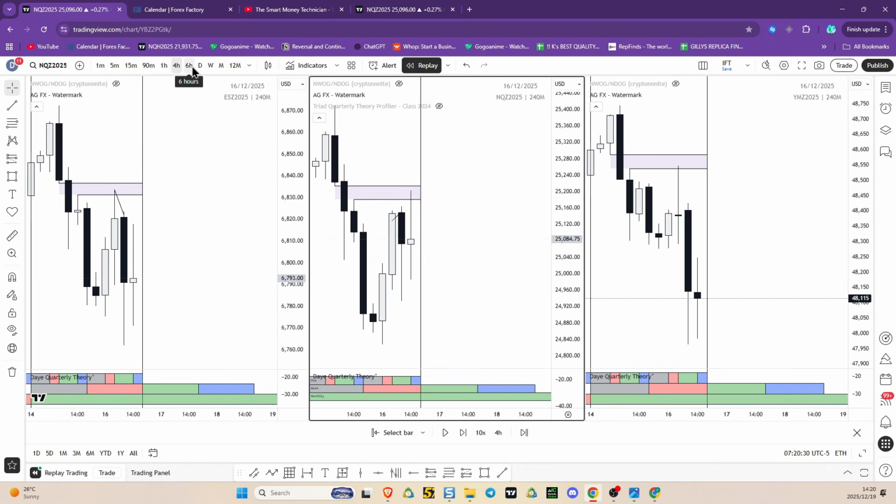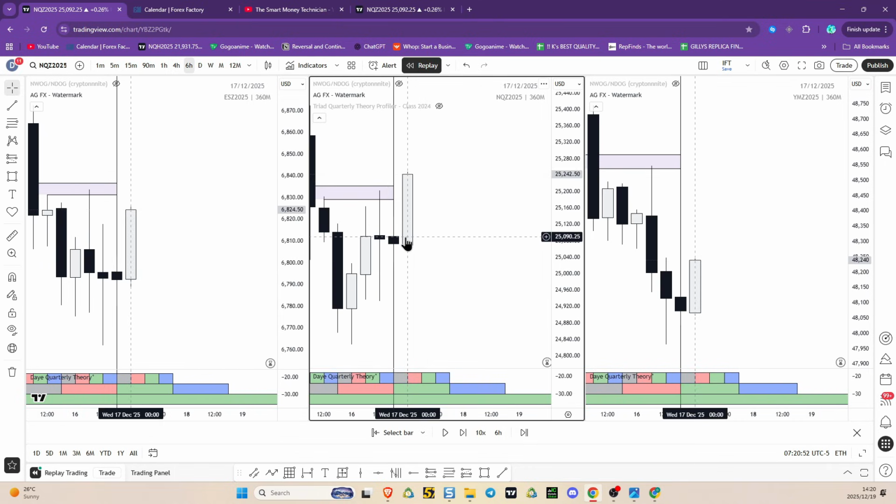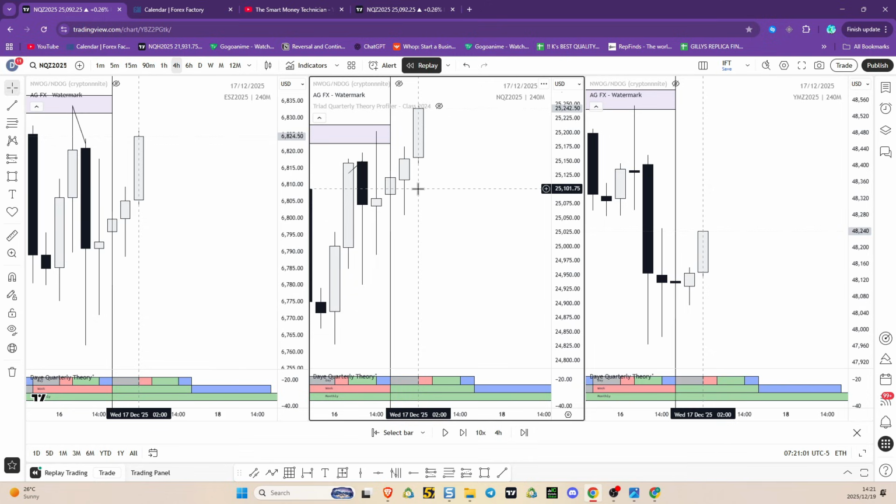We start on the 6-hour time frame, and as you can see, the 6-hour time frame does not form a TPD, right? So what do I then do? I now go to the 4-hour time frame. The 2 a.m. candle on the 4-hour time frame does not form a TPD, so I now go to the 1-hour time frame.